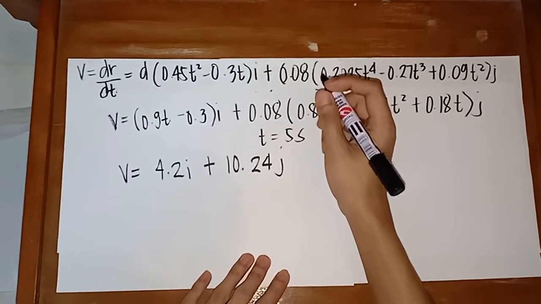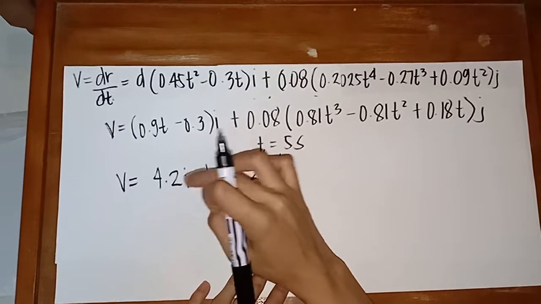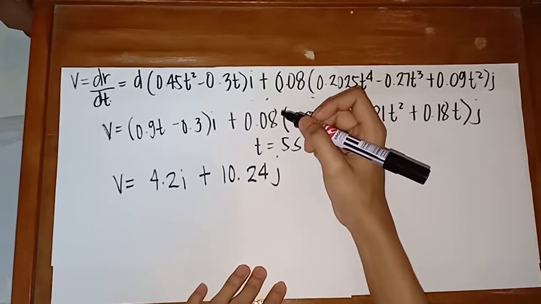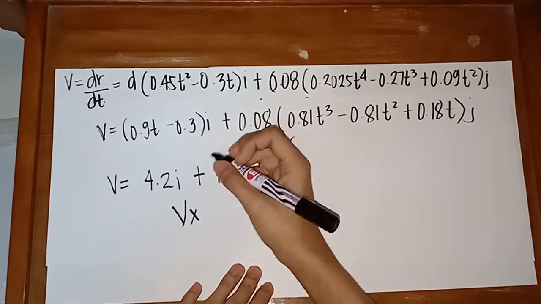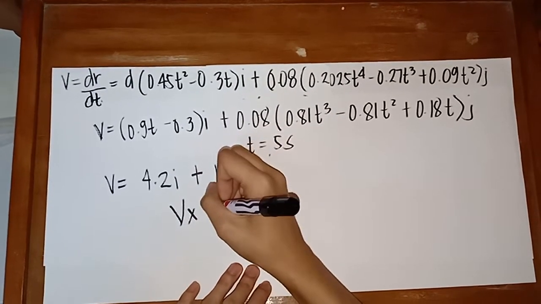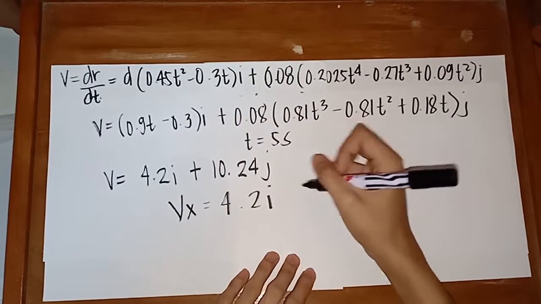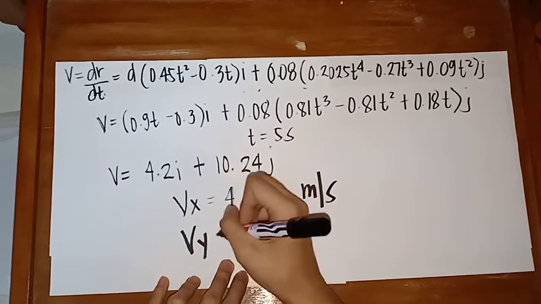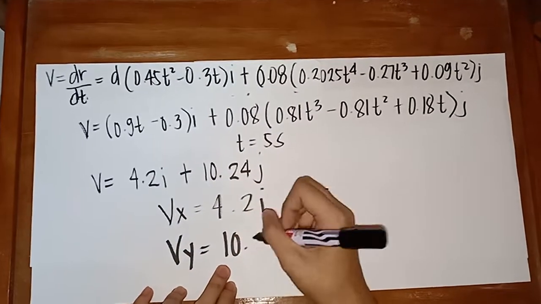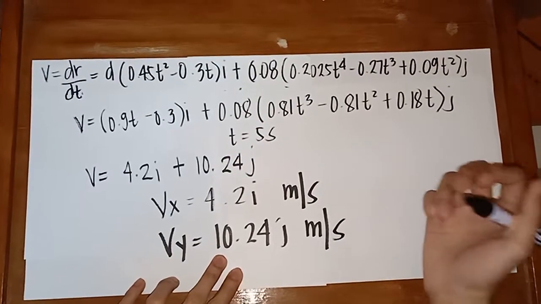So, simply ang magiging x component natin is yung 4.2i at saka yung y component natin is 10.24. So, vx is equal to 4.2i. Ang kanyang unit is meter per second. At yung vy natin is 10.24j meter per second.